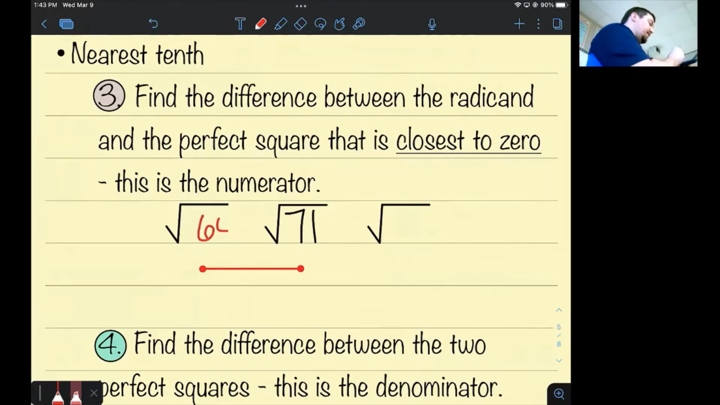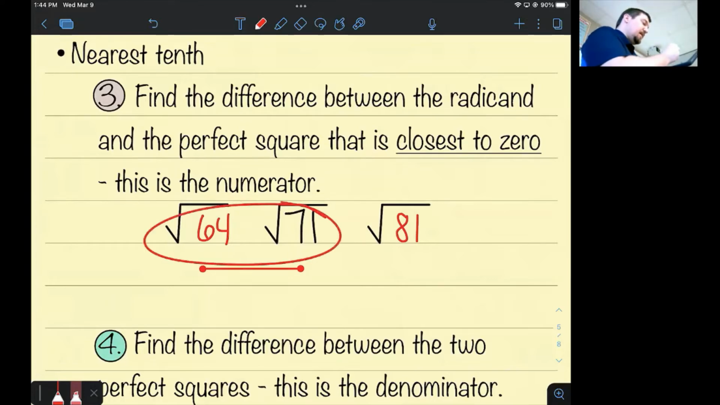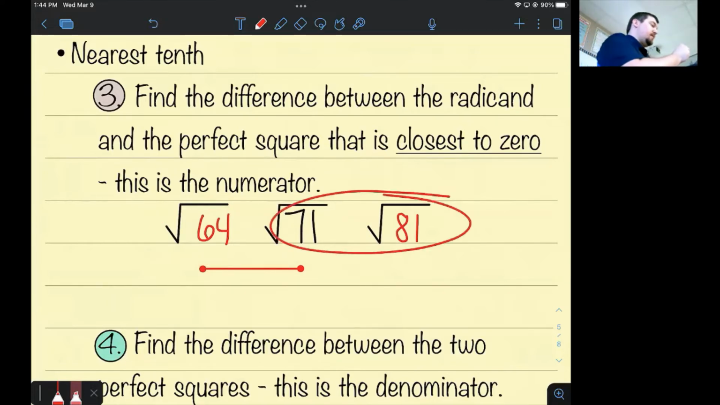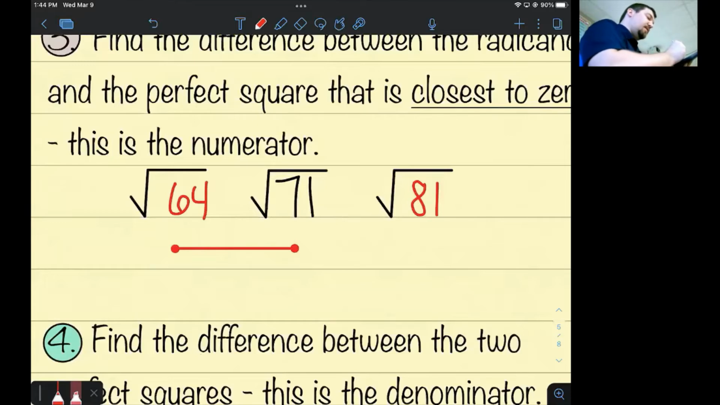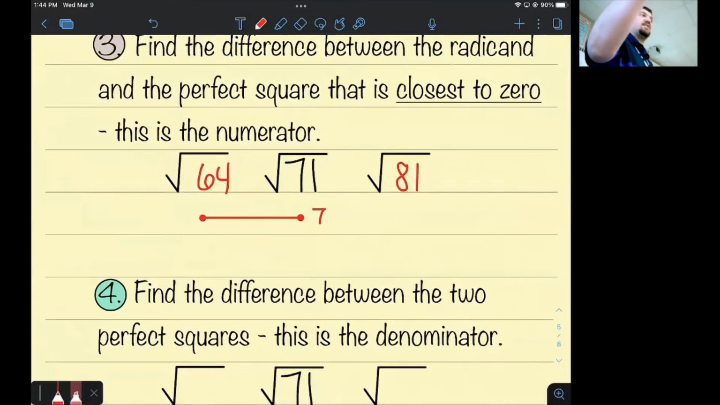So we said this is 64. This is 81. The reason I said find the difference between the radicand and the perfect square that's closest to 0 is because sometimes they're negative. So instead of finding this distance, sometimes I find that distance because of the negative number line being completely flipped backwards. We said the distance between 64 and 71 was 7. That's my numerator. Now remember, we said this is closest to 8, so it's going to be 8 and 7 over something.